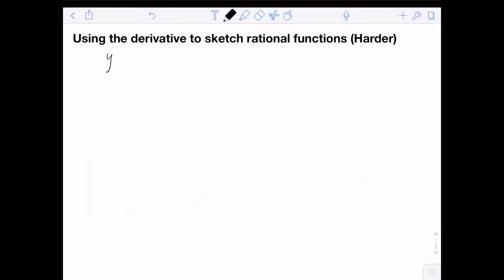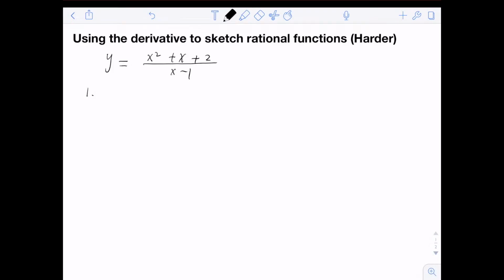Here is a question. We're going to sketch y equals x squared plus x plus 2 over x minus 1. So this is a rational function again, as I explained in the last month's videos. There's a few steps we're going to follow. It's exactly the same steps.